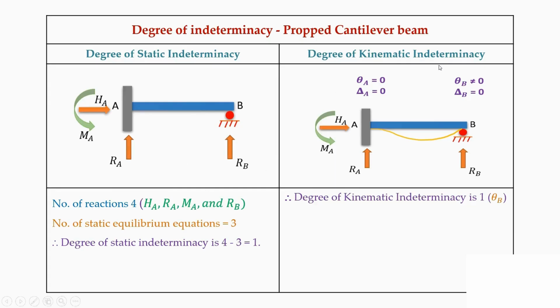Whereas coming to the degree of kinematic indeterminacy, here we have taken a propped cantilever beam. If you observe, for this fixed support there will be no rotation and no translation. Whereas at this B support, as it is a roller support, the displacement will be 0, but the rotation is going to occur. Therefore, the kinematic indeterminacy here will be delta B. Sorry, theta B.